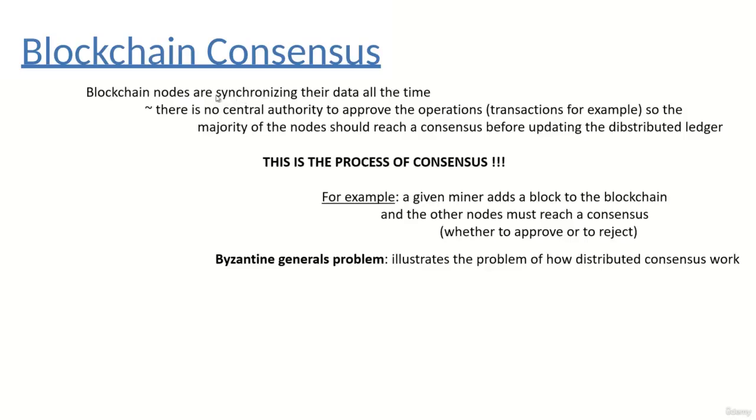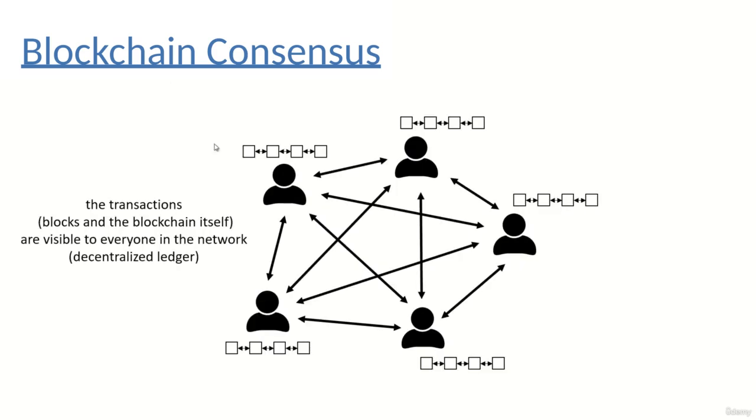In the coming lectures, we are going to talk about consensus in blockchain systems. So blockchain nodes are synchronizing their data all the time. This is exactly what we have been discussing when talking about immutable ledger, that every single node in the decentralized network has a copy of the blockchain itself. The blockchain is the immutable ledger containing all the transactions in the network.